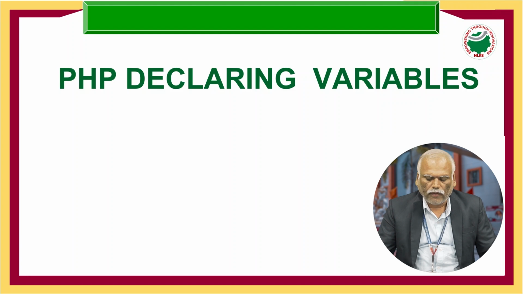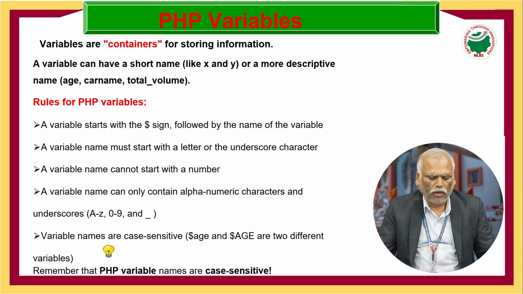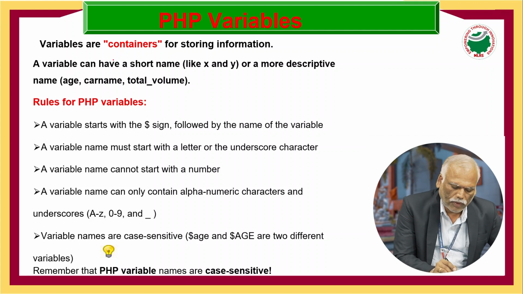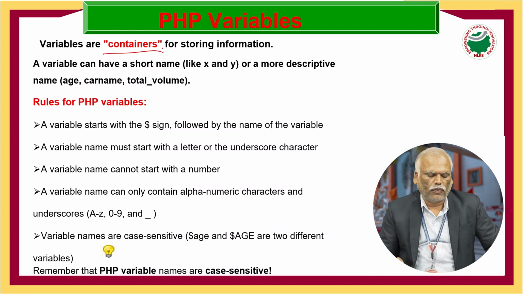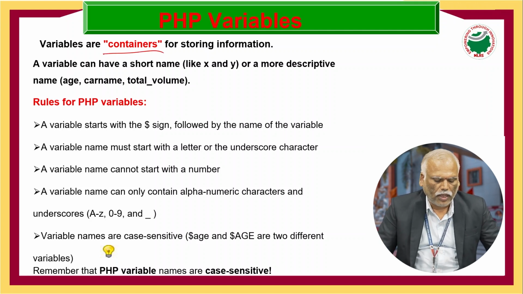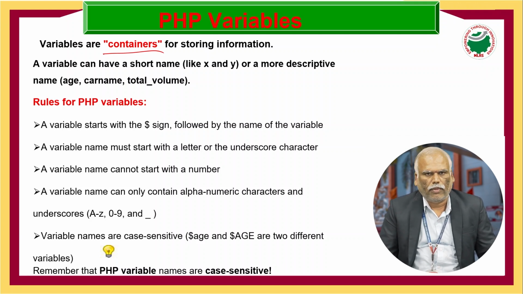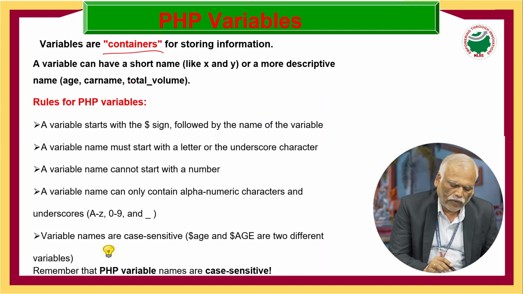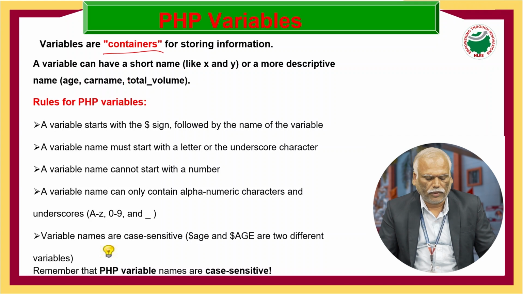PHP declaring variables. Any programming language needs variables to store the information that is to be operated on here. So variables are containers for storing information. Remember, variables are containers for storing information. A variable can have a short name or a more descriptive name like age, carname, total_value. These are some examples of variable names.